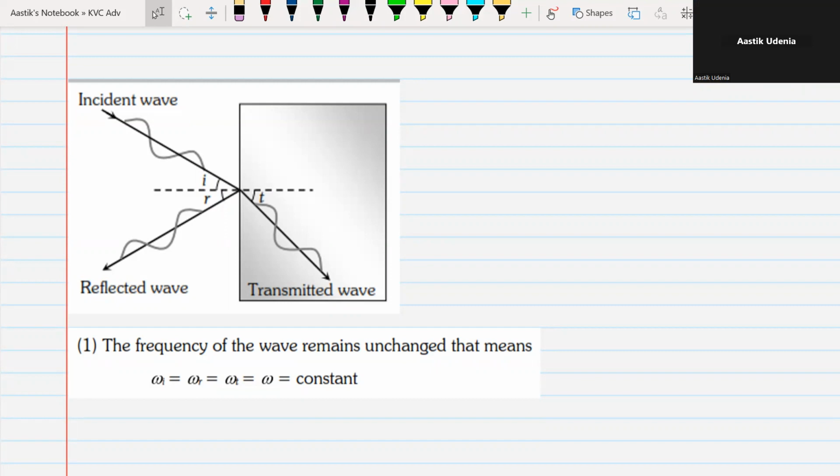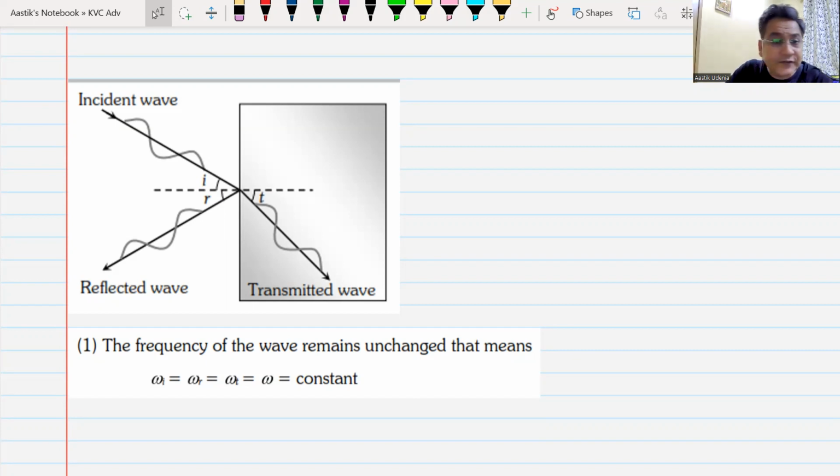Because it depends on the source. Unless you change the source, nothing changes. Yes or no? Yes, sir. Then you have seen this incident angle and this reflected angle and this transmitted angle, or the angle of refraction. You know the relation between them. Yes or no? Yes, sir.